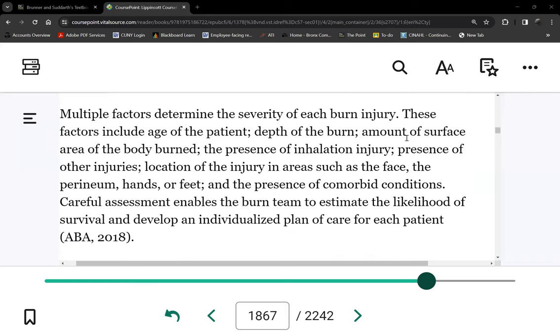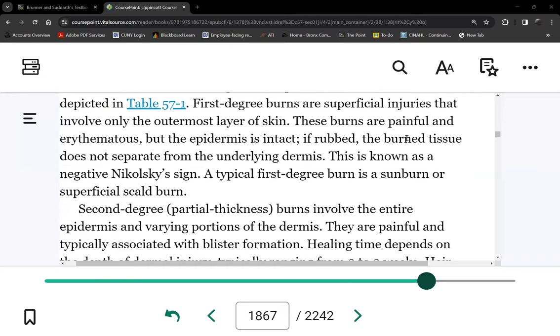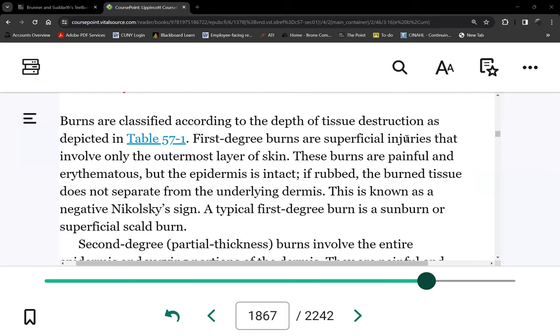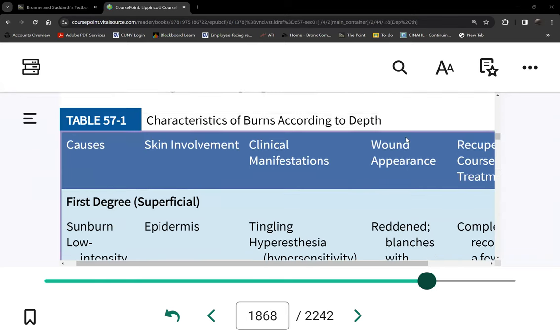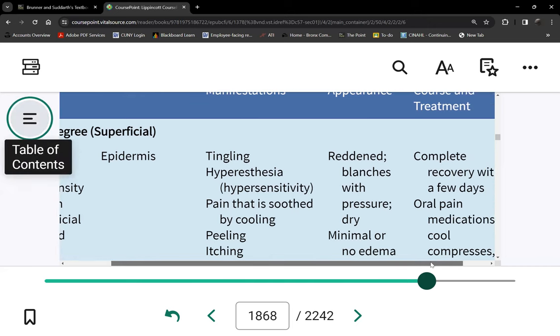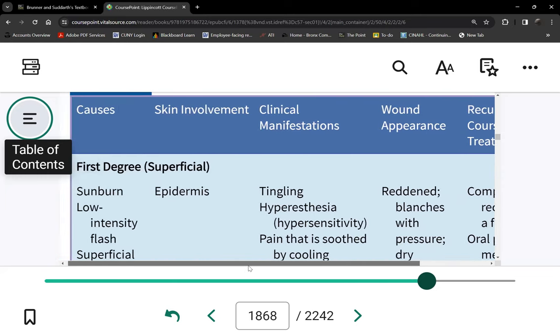Okay, we already talked about the severity of the burn. So I mentioned age, the depth of the burn. Let's pause here for a moment under depth. We have a table. However, I will also grab the options on the paragraphs. There are four paragraphs that will follow the table. But let's discuss using this table. So there are one, two, four, no, five columns. Five columns.